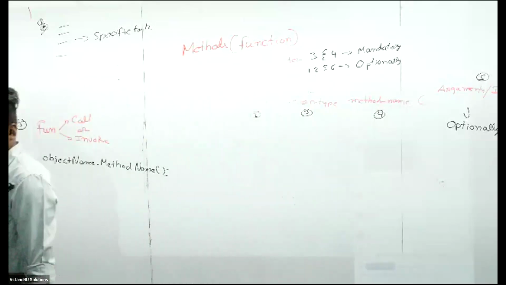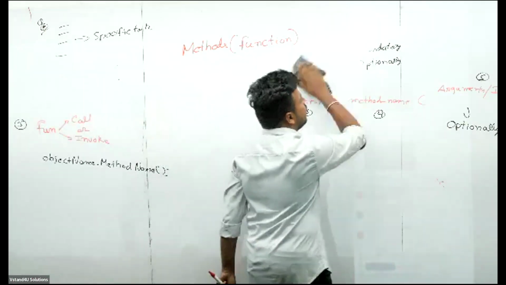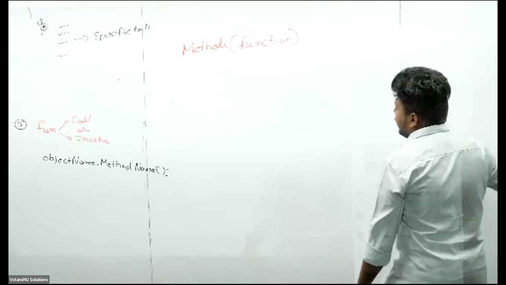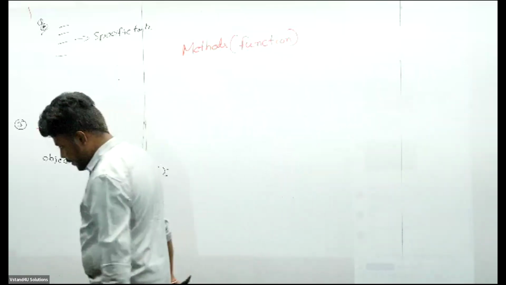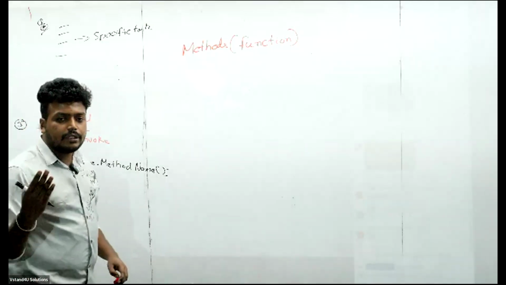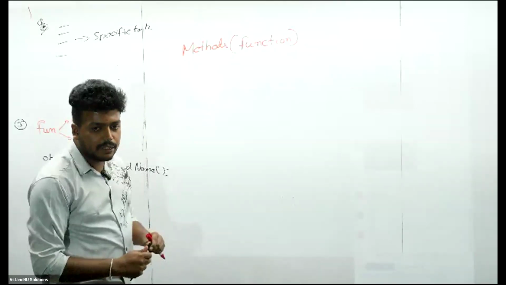If I want to call the function, either I should call the function or invoke the function. For that, there is a syntax called object name dot method. I will teach you in a practical way. Don't worry. There are 4 ways to declare the function.